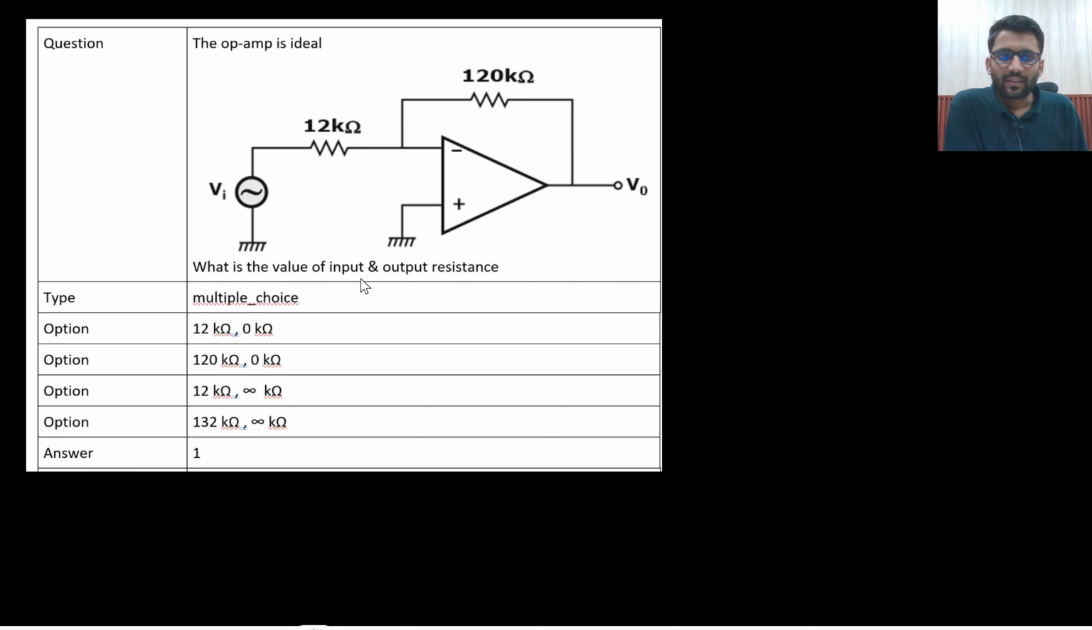Okay then, let's see the solution of this one. The op-amp is ideal. What you need to do is find the input and output impedance. Since the op-amp is ideal, virtual short is valid. From here you need to see the input impedance. If you need to see the input impedance, what will you do?